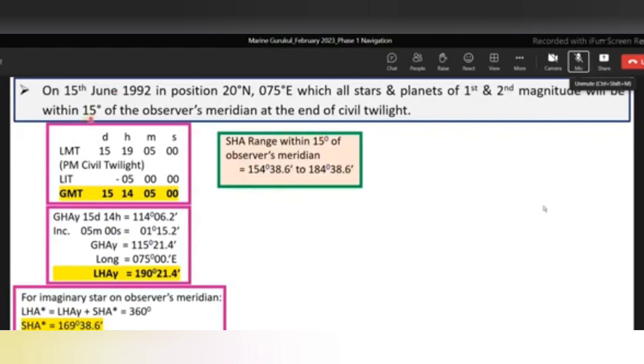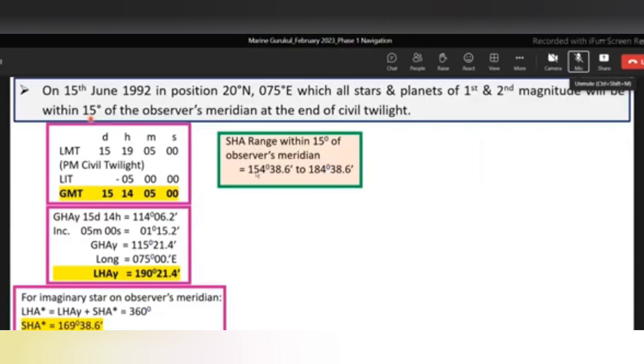Okay beta, let me now explain this to you. हमने सबसे पहले ये SHA निकाला एक इमेजिनरी स्टार का जो हमारे मेरिडियन पे है. That came out to be 169. Now what we did was इस 169 में हमने 15 डिग्रीज ऐड किया और सब्ट्रैक्ट किया. We got a value of 154 to 184. So this range basically tells us the SHA of any star falling within this range, that particular star will be within 15 degrees of our meridian, or it will be within 15 degrees of our angle from the observer's meridian. So is it clear beta up to here? Clear, sir, clear.